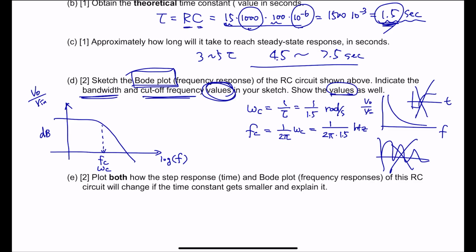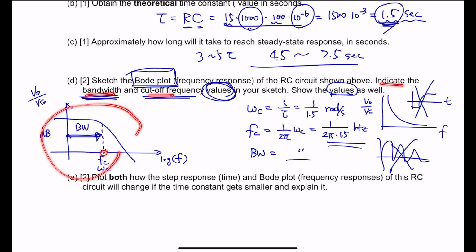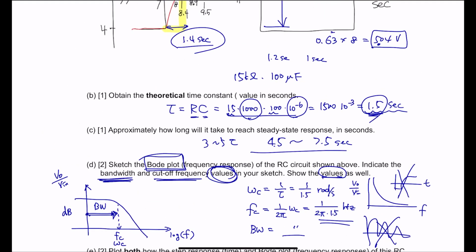Okay? And then the bandwidth is nothing but the frequency from 0 up to your cutoff. So this is going to be your bandwidth. So your bandwidth is basically the same as the value we got here. So that was what we were looking for. We were looking for the plot, your sketch, indicating bandwidth and cutoff in the graph, and finding the values. You get these or you get this. Okay? Any questions up to this point?